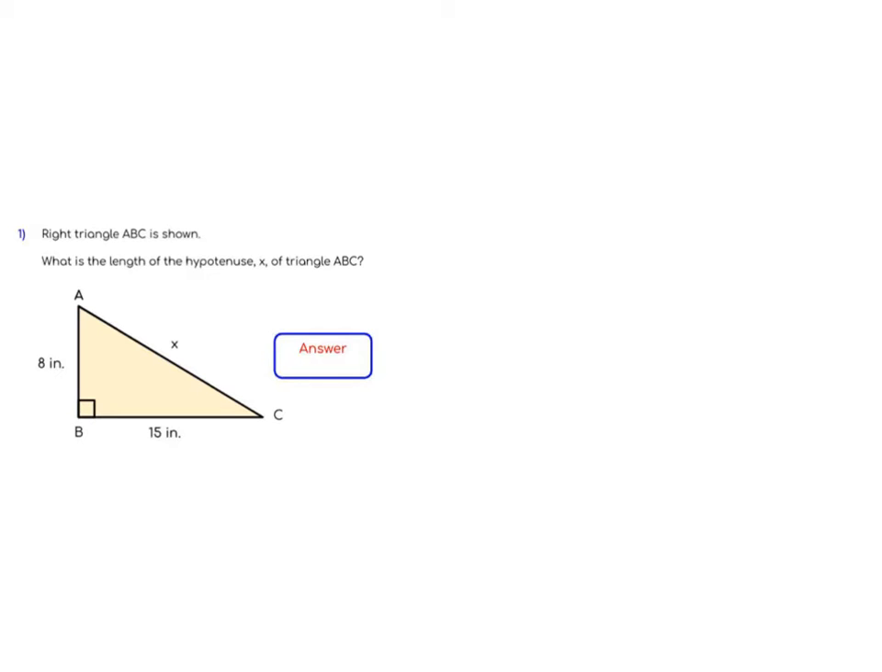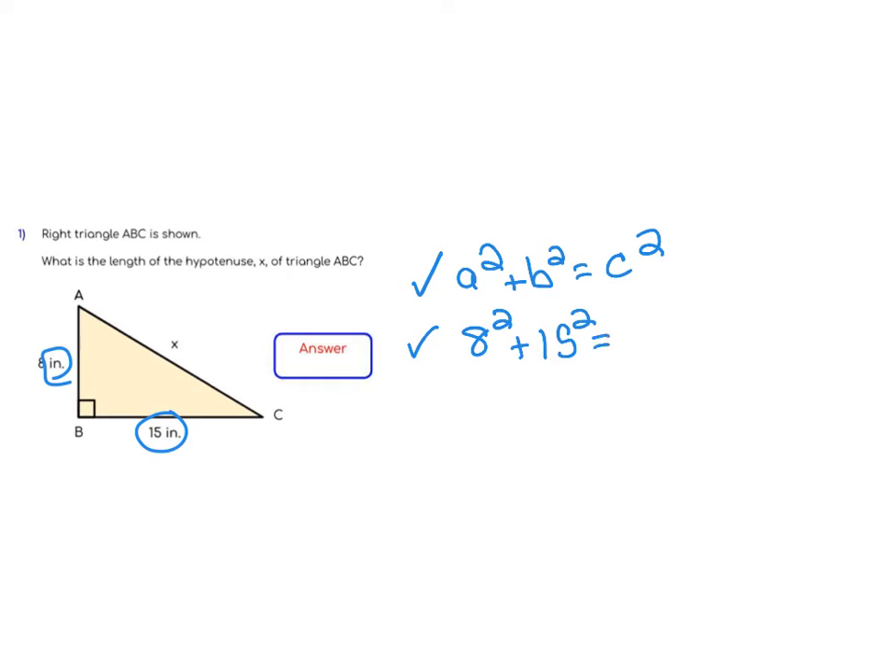So we're going to use our three-check method. Check 1, we're just going to write the formula. A squared plus b squared equals c squared. Now, for check 2, we're going to substitute. So, a squared, that's going to represent one of the legs. It doesn't matter which one we choose, but I'm going to choose 8 inches. So we're going to make that 8 squared plus b. Now, b represents one of the legs as well. Since we already used 8, we're going to put 15. And that equals c squared.